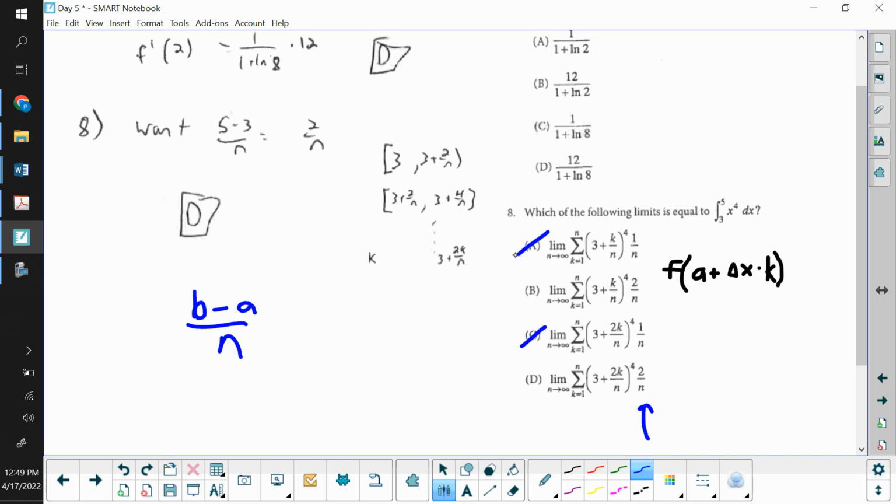And then for the other part, you're always subbing in your function a plus your delta x, which is your width, times k. So for us, we're going to be subbing into our function. We're going to have f of 3 plus 2 over n times k. Well, our function was x to the 4th. So we're going to sub 3 plus 2 over n times k into x to the 4th, and that gives us choice D.